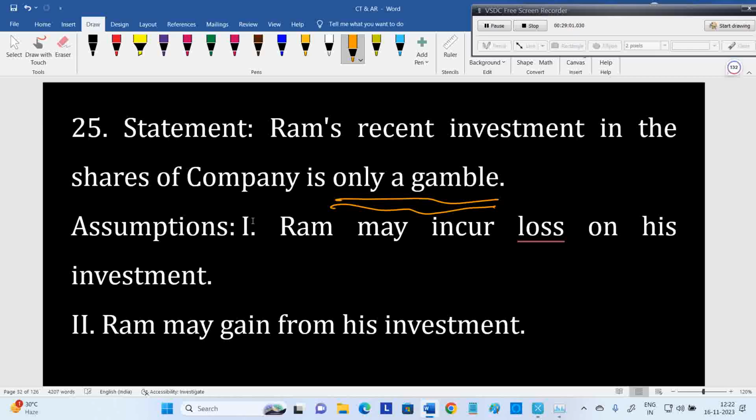Both? He'll get loss and gain both at a time? If you say both, loss and gain occurring at a time is not correct, right? Gambling means what?